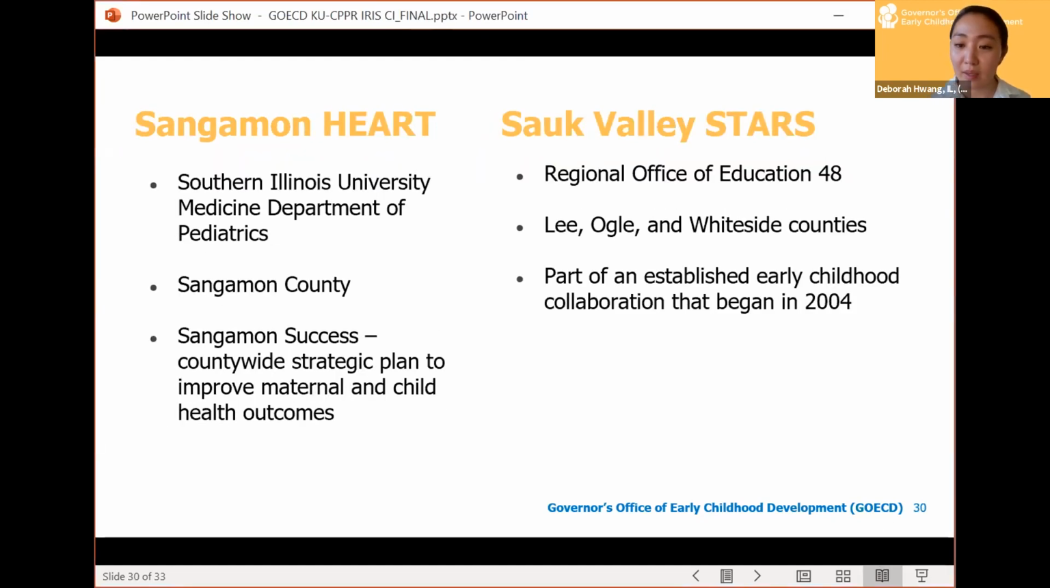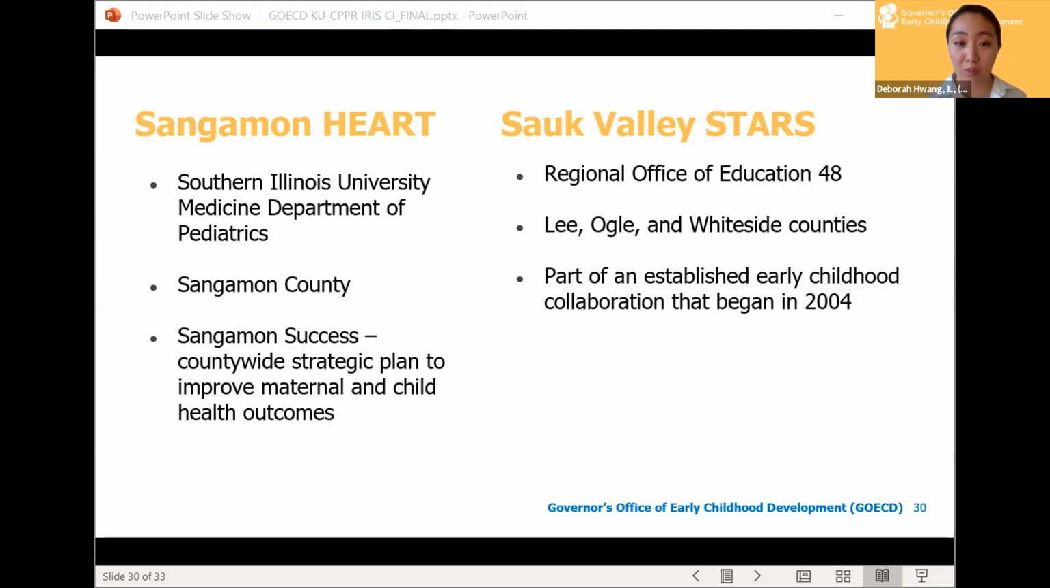And finally, our fourth collaborative is the Sauk Valley Stars. They're a home visiting collaborative led by the Regional Office of Education in Northwest Illinois, and they cover 3 counties, Lee, Ogle, and Whiteside. They also are an early childhood collaborative that's looking to strengthen their relationships with home visiting providers, as well as strengthen coordination across these different services. In their position at the ROE, they've been involved in several local initiatives, as well as those at the state level.